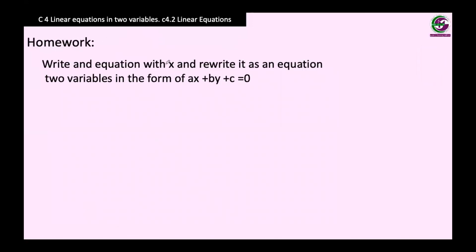Let's see the homework for today. Write an equation with x and rewrite it as an equation in the form of 2 variables. Means the second variable you can put as 0y and then rewrite in the form of ax plus by plus c equal to 0.